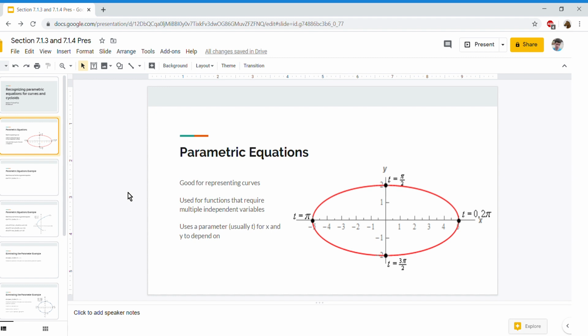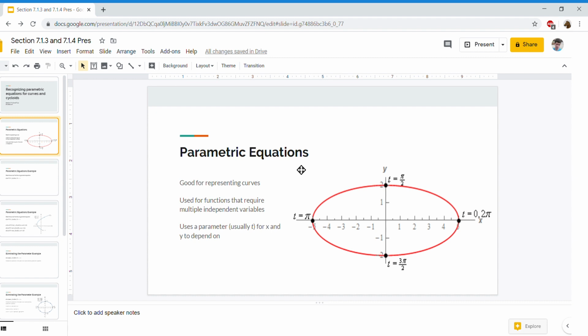Now they're good for representing curves because many curves cannot be represented simply by a function in terms of x and y. Like the graph for this function here, this oval, you can't really represent it as a simple x and y function. So you would want to represent it with parametric equations.